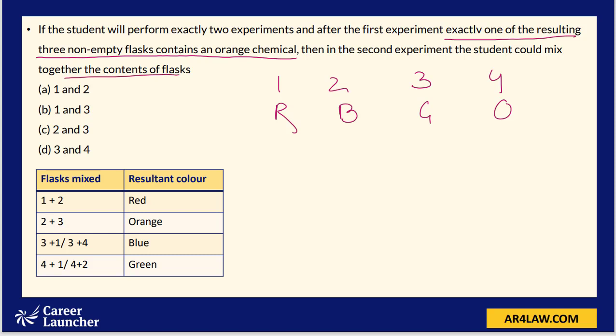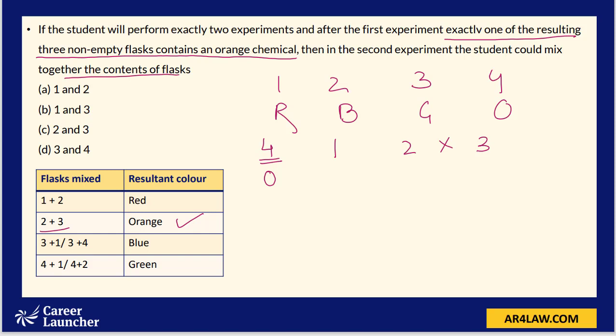So we'll work as we have worked in the previous questions: we will retain that particular flask which already had orange. So we are keeping our flask number 4 intact. Now we are left with 1, 2 and 3. If you look at this chart, mixing 2 and 3 would again give you an orange. So this is not what you would want, because you want only one flask to have orange chemical.